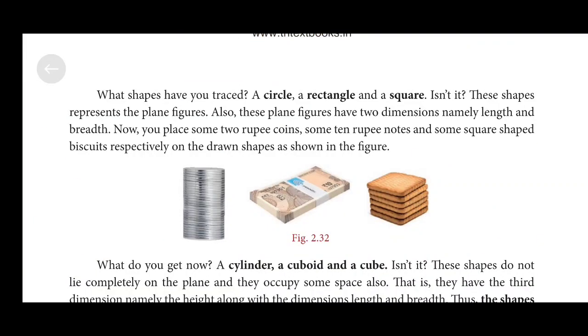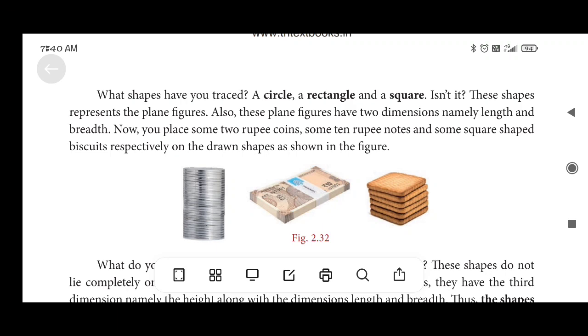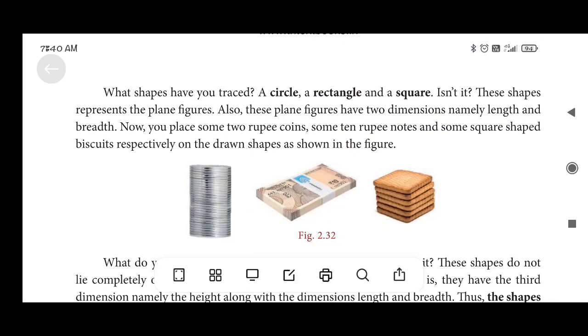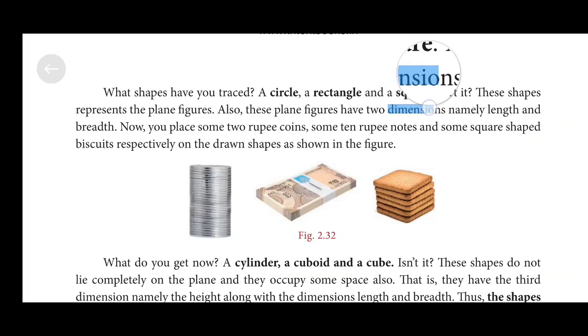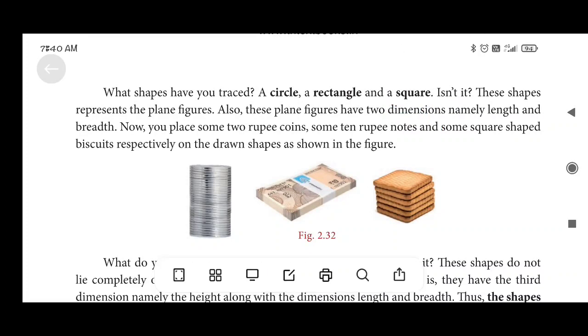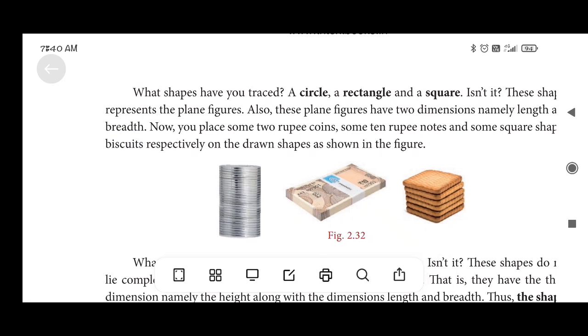So now, what shapes did you trace? By tracing the coin, biscuit and the 10 rupee note, we can find a circle in the coin, a rectangle in the 10 rupee note and a square in the biscuit. Understand? So, these shapes represent plane figures. Also, these shapes have two dimensions, namely length and breadth. Okay, you can see this as a two-dimensional figure. One is length and another one is breadth.